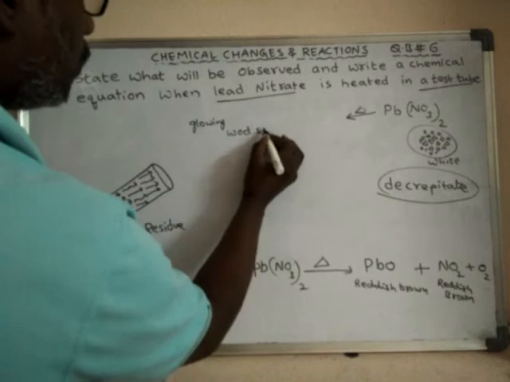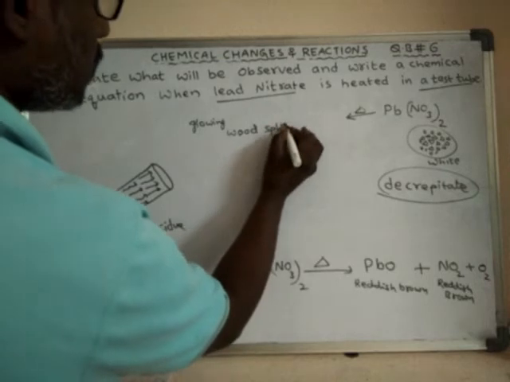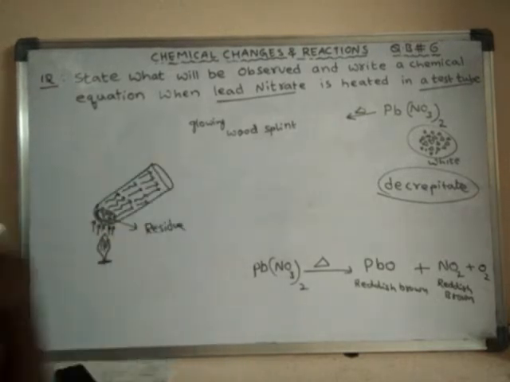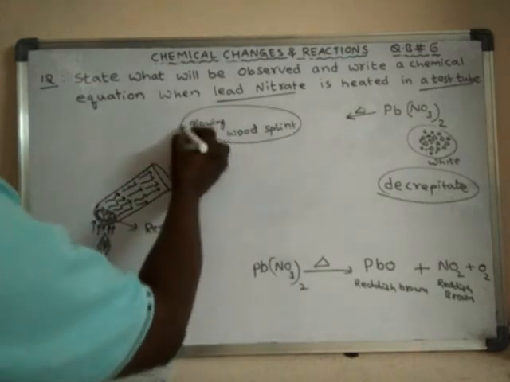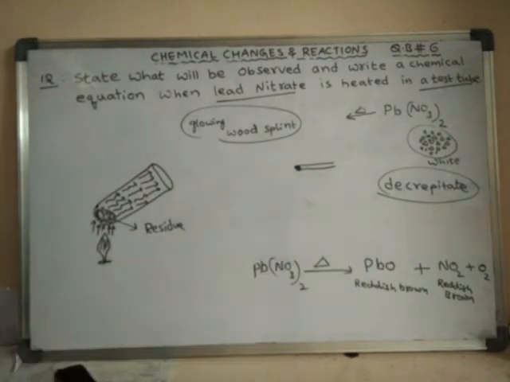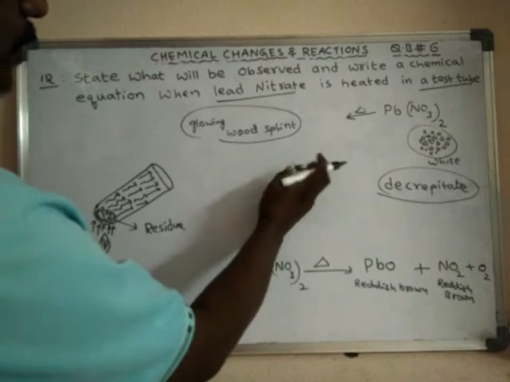If you bring any glowing wood splint towards the oxygen, what happens? This glowing wood splint, for example, is a wood splint which is burning, but it is not having any flame. Simply it is glowing, without any flame.